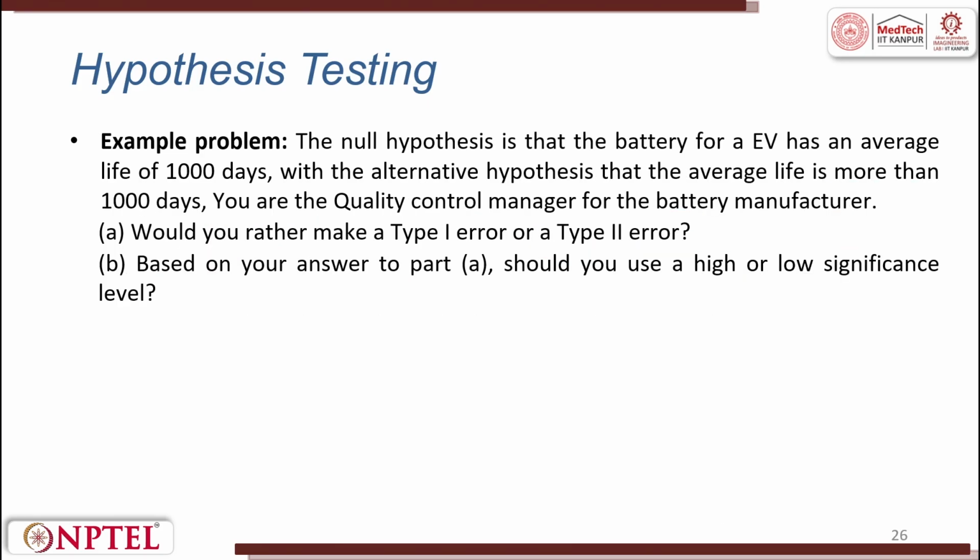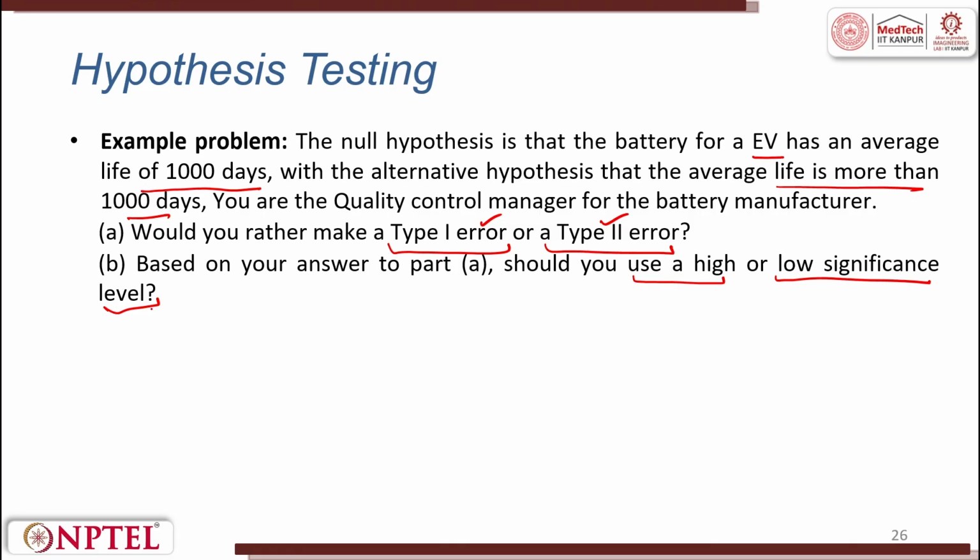Let me see an example problem so that we are clear with it. The null hypothesis is that the battery for an electric vehicle has an average life of 1000 days, with an alternative hypothesis that the average life is more than 1000 days. You are the quality control manager for the battery manufacturer. Would you rather make a type 1 error or type 2 error? These are new terms. I will talk about what is type 1 and type 2 error. These are the consumer and the producer errors. Based on your answer to part A, should you use a high or low significance level?